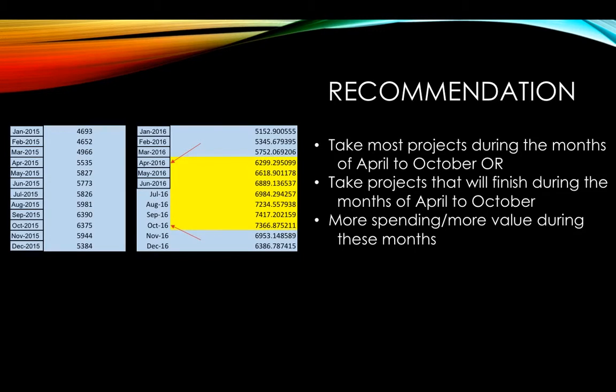So with the third order regression with seasonality, I recommend to take projects during the months of April to October, or take projects that will finish during those months. You'll definitely increase the company's income, and people are willing to spend more on commercial construction during those months. Late spring, summer, and early fall is the best time to take projects.